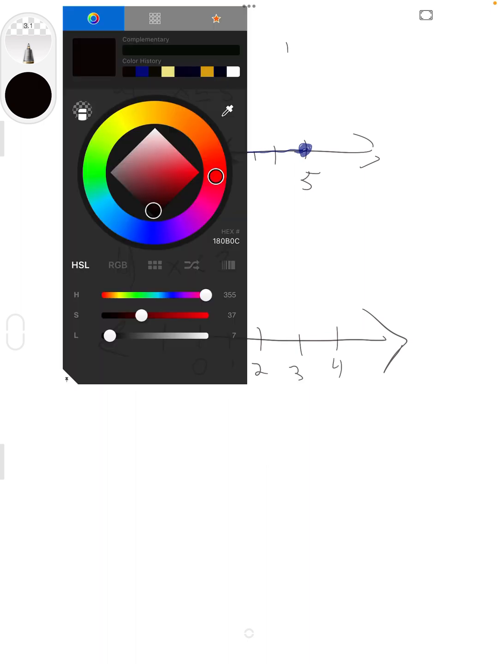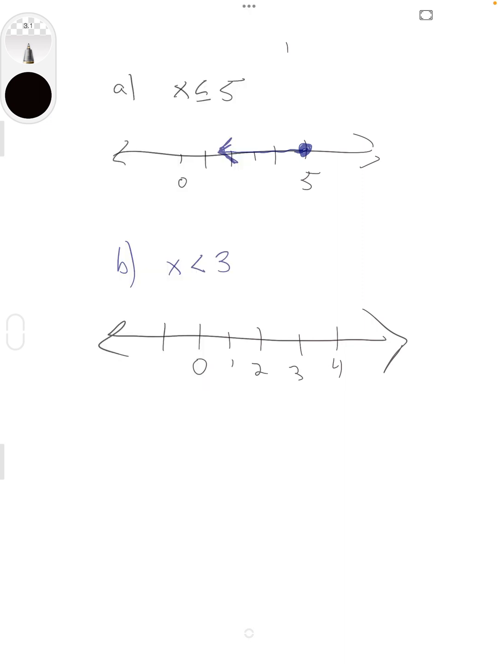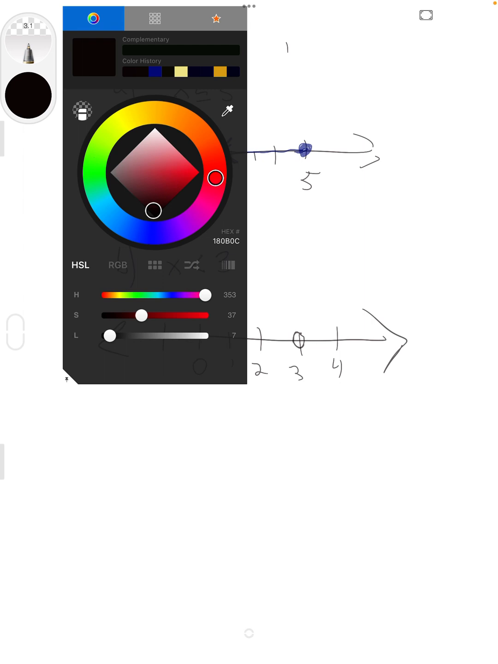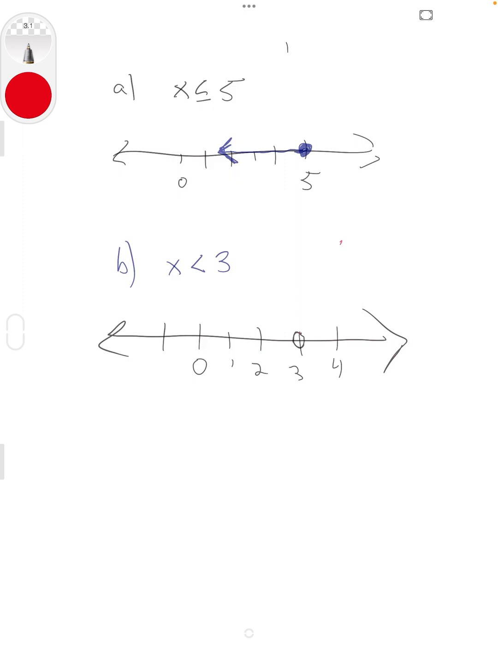Okay, so instead, what I'm going to try and do is show this as an open dot. Let's see if I can make it red on this thing. There we go. I think that'll work. An open dot with a line to the left. So if it is less than, but there's no equal sign, it's an open dot. If it's less than or equal to, you make it a closed dot. Okay, that's the difference when you show it on a number line.